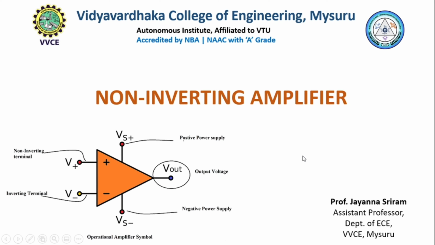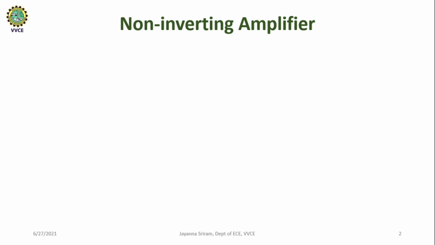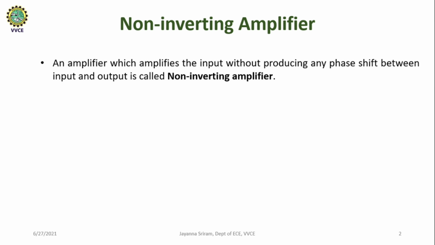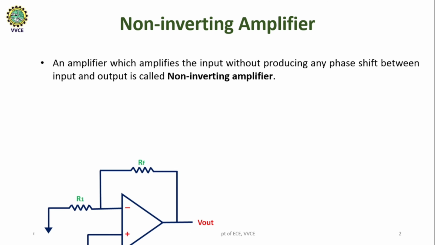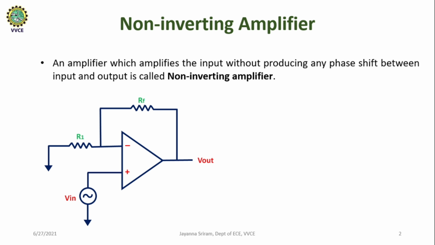Hello all, in this video I will solve a few problems on non-inverting amplifier. Before that, let us understand what we mean by non-inverting amplifier. An amplifier which amplifies the input without producing any phase shift between input and output is called a non-inverting amplifier. This is the circuit diagram representation of a non-inverting amplifier, where the input is applied to the non-inverting terminal and the inverting terminal is grounded. So it is known as a non-inverting amplifier.